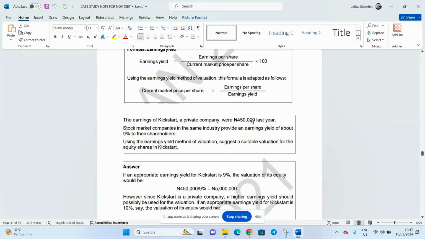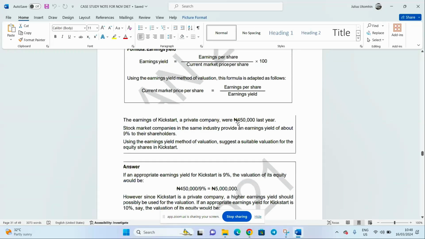the earnings of Kickstart, a private company, were 450,000 last year. Stock market companies in the same industry provide an earning yield of about 9% to their shareholders. Using the earning yield method of valuation, suggest a suitable valuation for the equity share in Kickstart. The profit was 450,000. That's what they had last year.